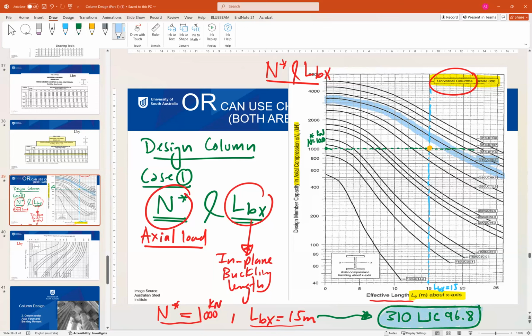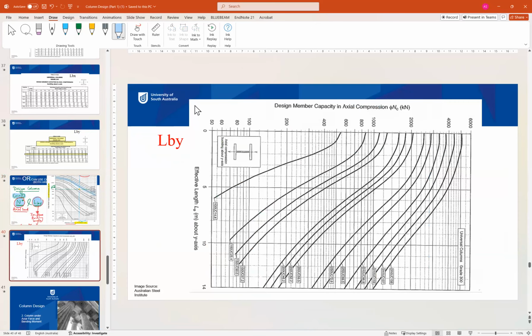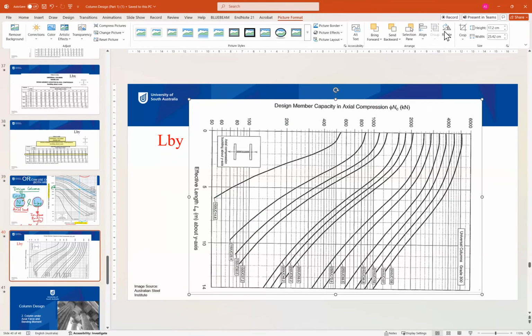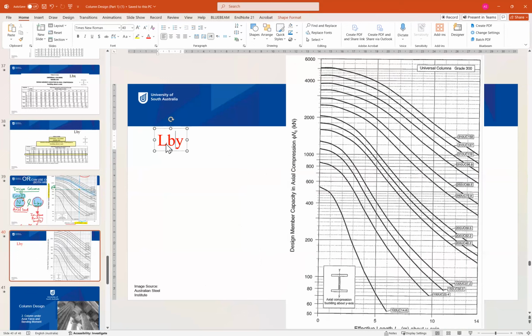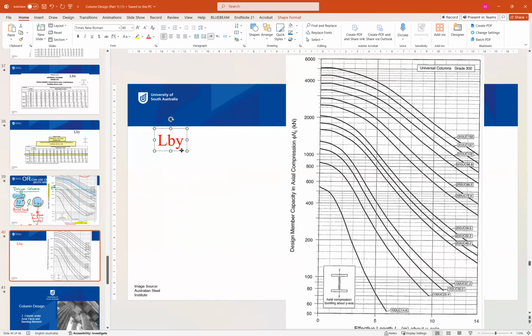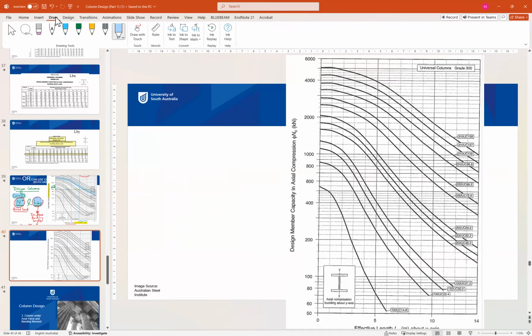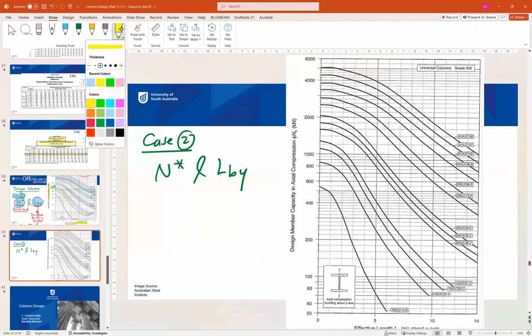So the first step, or the first case, is to check or find the suitable section for N* with LBX. The second step, or second case, is what? What do you expect? The second case is to check N* and LBY. So again, we need to use the correct chart. Again, universal column.